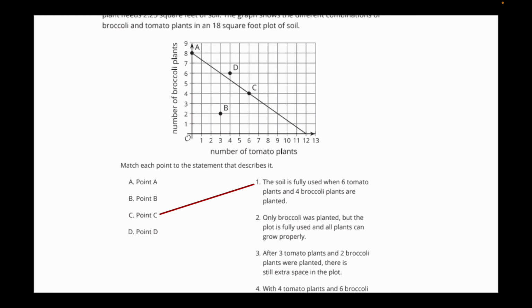For the second one, only broccoli is planted, but the plot is fully used and they can grow properly. So if we only plant broccoli, that's only on the vertical, meaning we have 0 left to right, and that is going to be A. So A matches up with number 2.